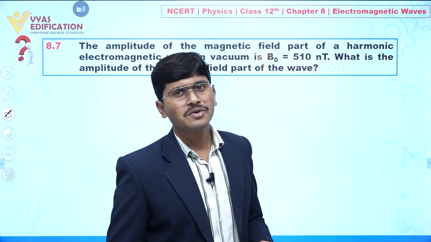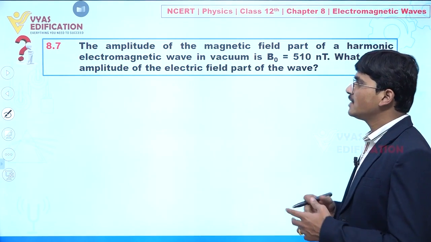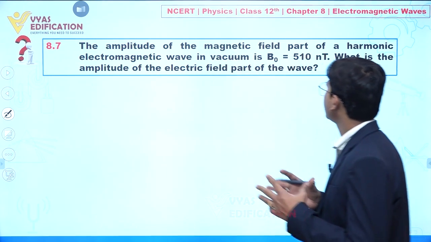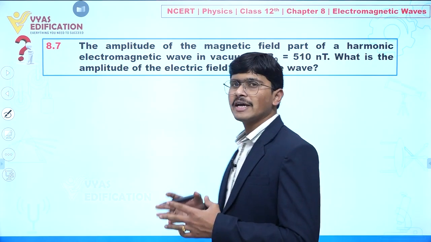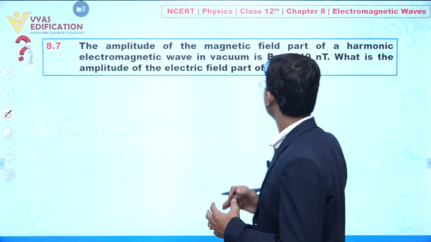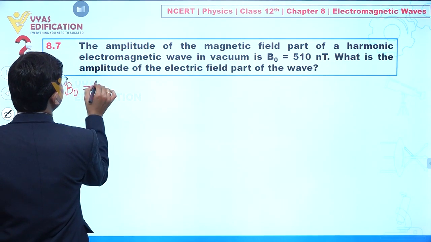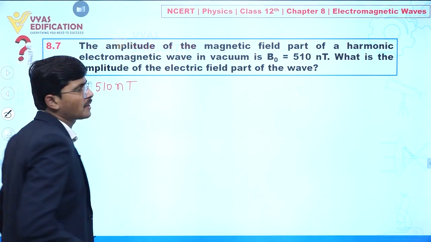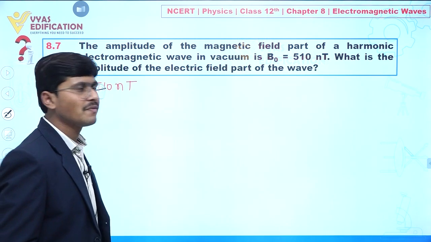Now student, we are going to discuss question number 8.7, clear. In this question it is given to you, the amplitude of the magnetic field part of a harmonic electromagnetic wave in vacuum is B0, and B0 is equal to 510 nano Tesla, clear. So the maximum value of magnetic field is given to you as 510 nano Tesla, clear. Now what is the amplitude of electric field part of the wave, clear.